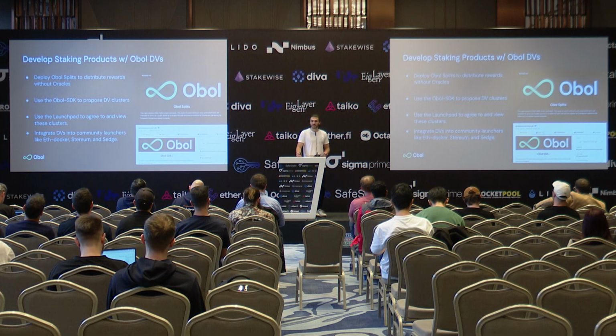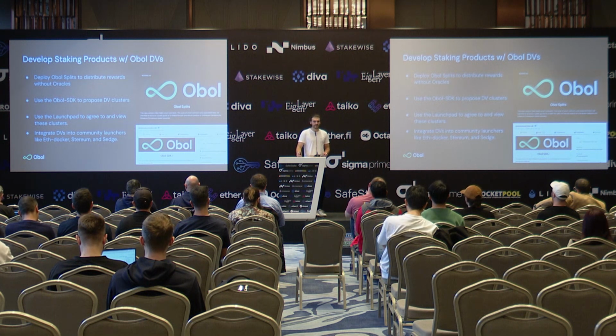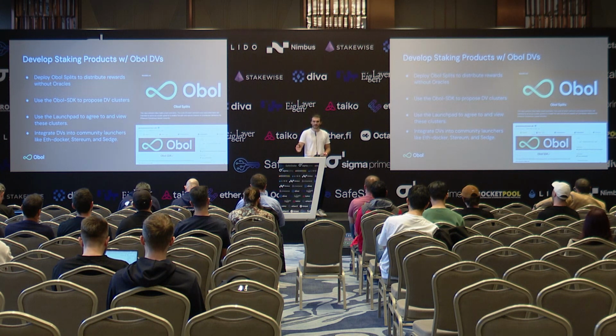The last piece of the puzzle on the development side is we're putting a lot of focus on getting distributed validators built into all of the public good community launchers. So that's your ETH Docker, Ethereum Sedge, Dappnode, Novato obviously, and more. We're super keen to have DVs be the easiest type of validator you can launch. So if you're involved with or working in any of those packages or products, would love to chat with you about it afterwards.